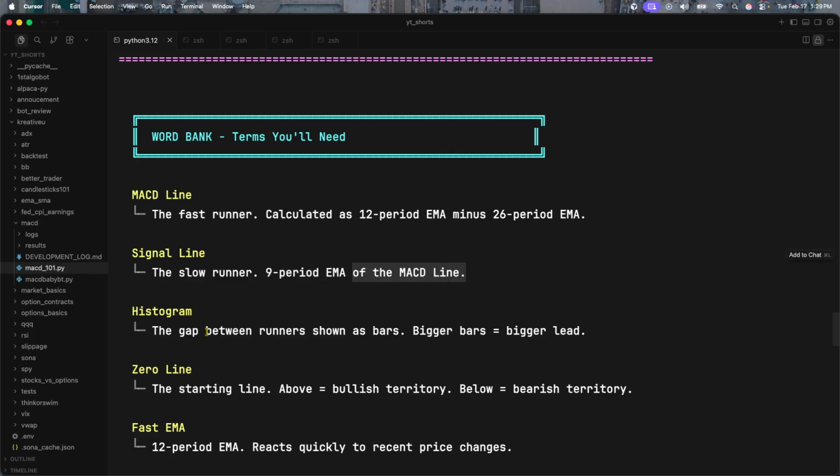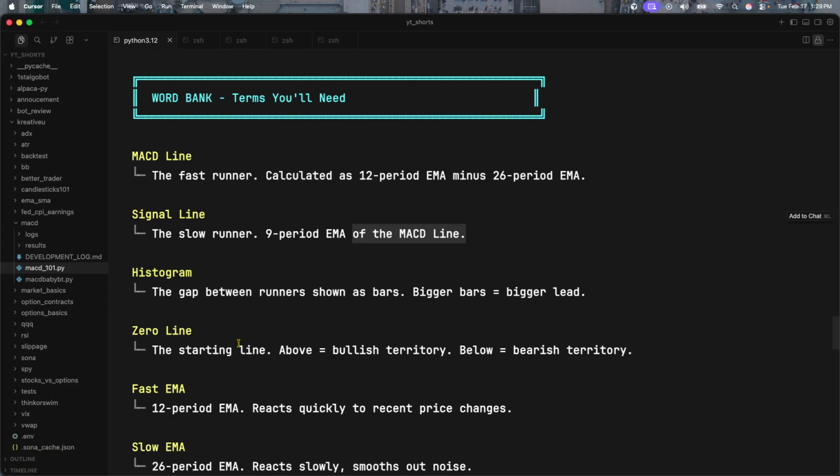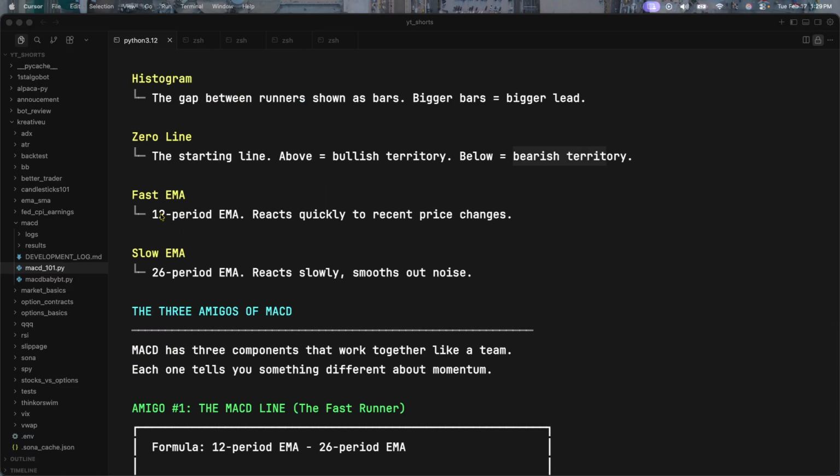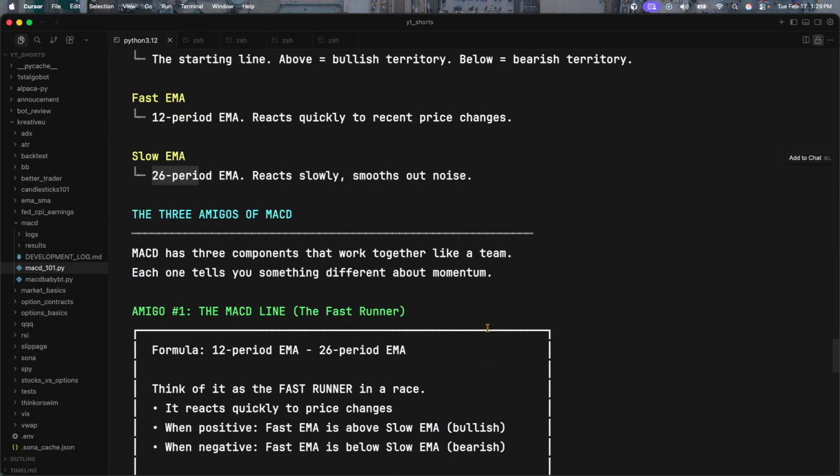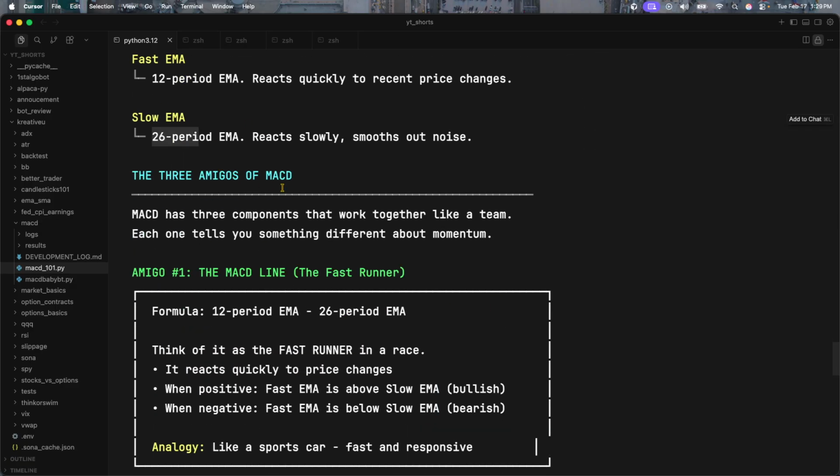The histogram is going to be the gap between the runners, shown as bars. The bigger the bar equals the bigger the lead. The zero line is the starting line. Above it is bullish territory, and we think that the market is going to go up. Below it is bearish territory, and we're thinking that the market is going to do what? Go ahead and go down. Fast EMA is at 12 periods or 12 minutes, reacts quickly to recent price changes. Or we have slow EMA, which is 26 periods or 26 minutes of EMA, reacts super slowly and smooths out the noise.